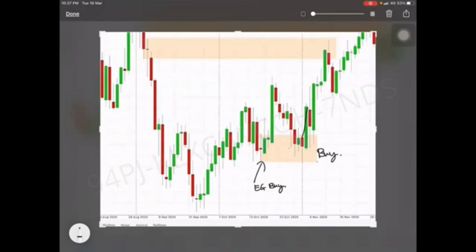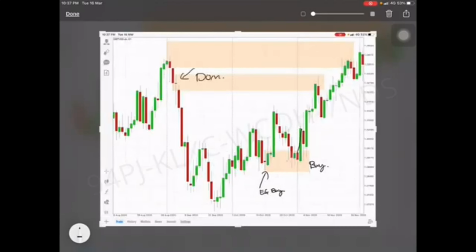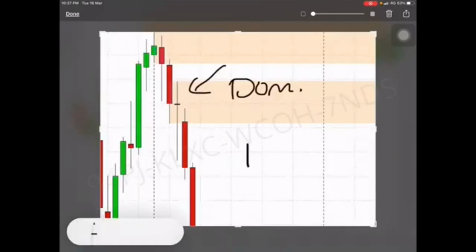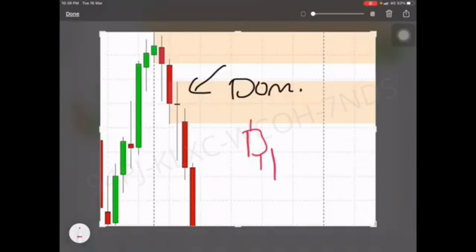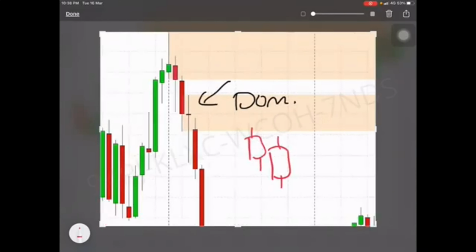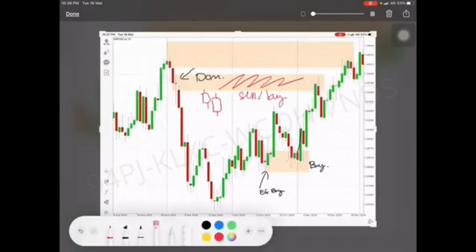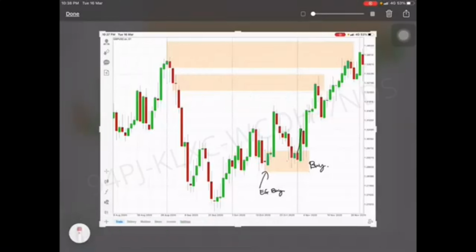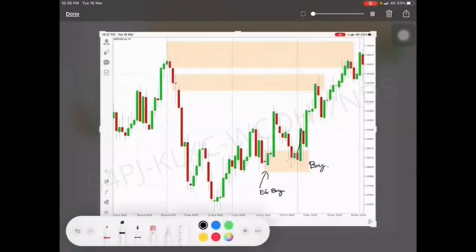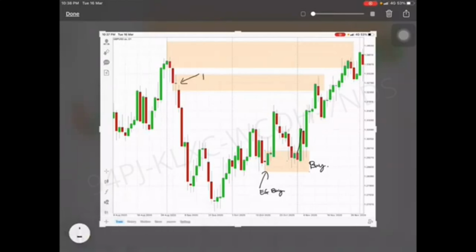So this is a DOM. Okay, so this DOM is a red DOM. So if it is a red DOM, that means that this area is for sell or for buy. This zone, is it for sell or for buy? Sell. For sell. So you know that the price is going to reverse. So that is where you will exit your buy position. DOM for sell. So this is your first TP.